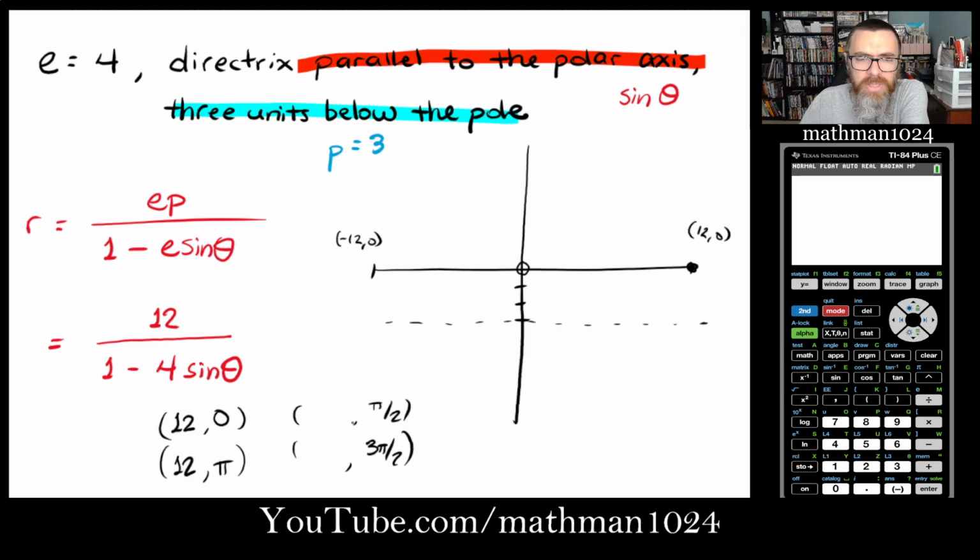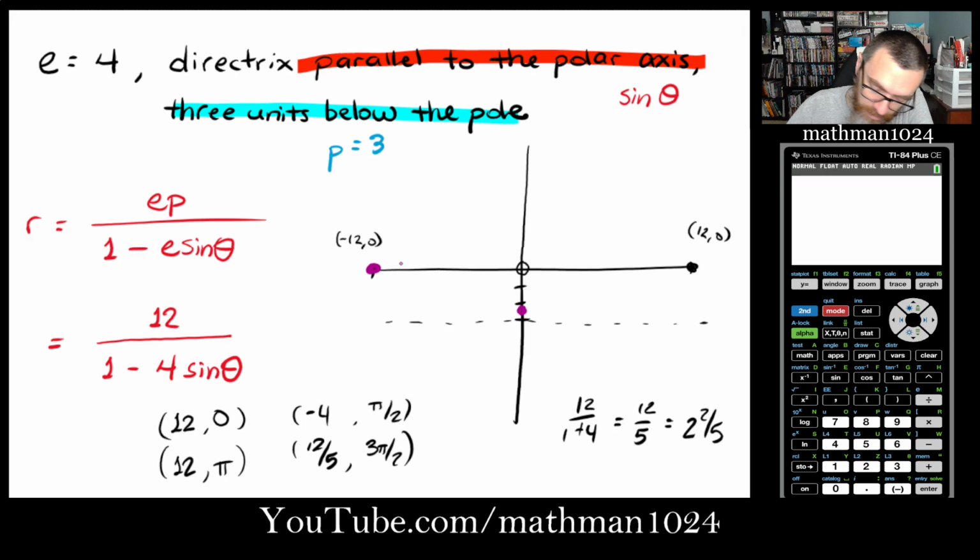So at pi over 2, sine of pi over 2 is going to be 1, and so you would have 12 over 1 minus 4. So 12 over negative 3 is negative 4. And then if you plug in 3 pi over 2, you would have 12 over 1 plus 4, which makes this 12 over 5. All right, so if we put these points on here, 12 over 5 is the same as 2 1/5, so it would be somewhere right about here.